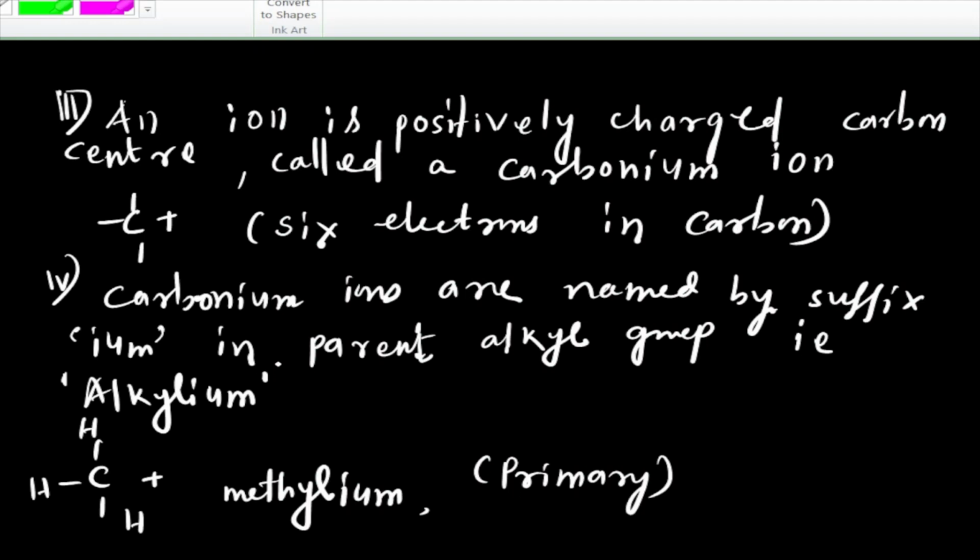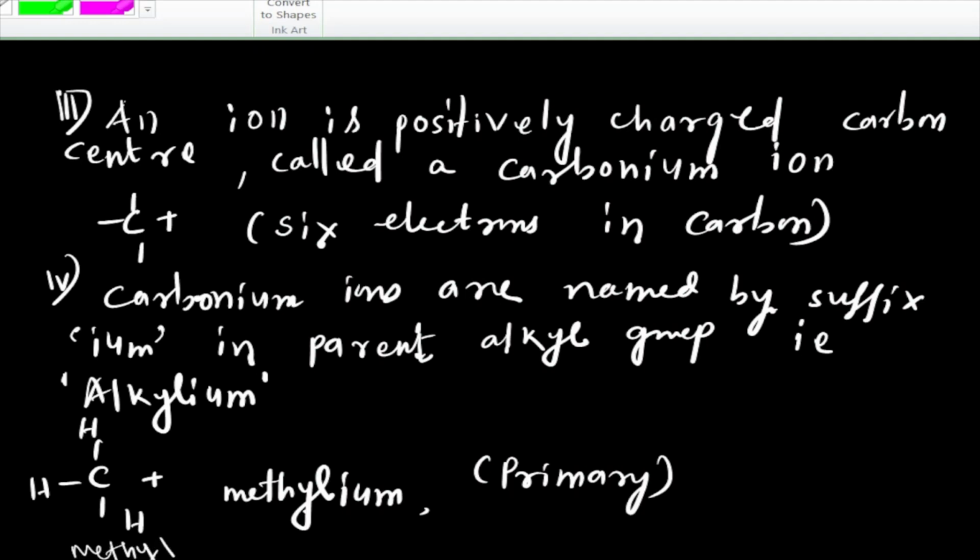Carbonium ions are named actually by IUPAC name. How can you name it? You add IUM to the parent alkyl group. Parent alkyl group means methyl, ethyl, propyl, isopropyl, like this. So if the carbon contains a positive charge, you see the type of parent alkyl group, and to that you add IUM, alkylium. Now it is the methyl group. See, this is the methyl group, and here methyl is attached to the positive charge.